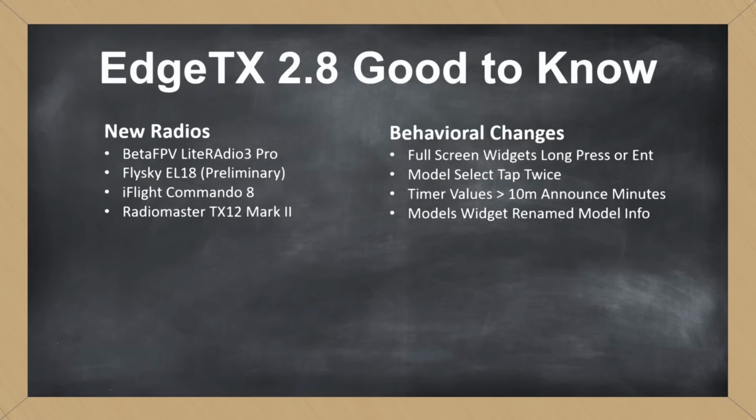Okay, new radios. They added support for the Beta FPV Light Radio 3 Pro, the FlySky EL18, which I've done a video on already, the iFlight Commando 8, and the Radio Master TX12 Mark II. So those are added. And then a couple of behavioral changes. You can get into full screen widgets with a long press on the widget or pressing the ENT key on the black and white radio. To model select, you have to tap twice, so that's a little bit of a different thing. You have to get used to that.